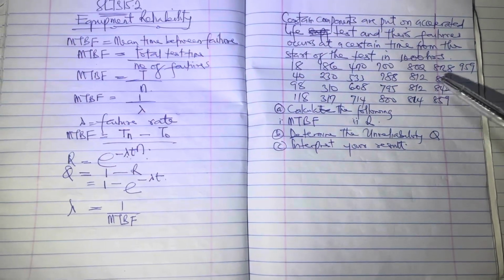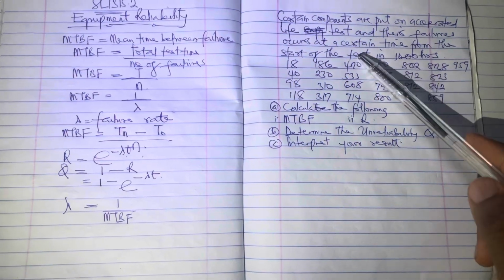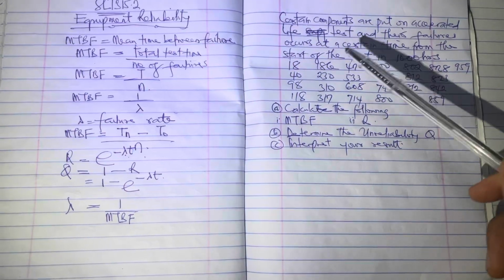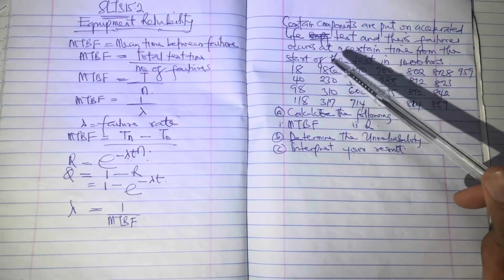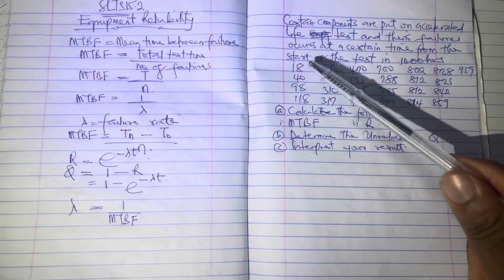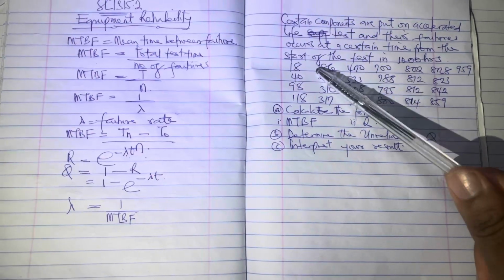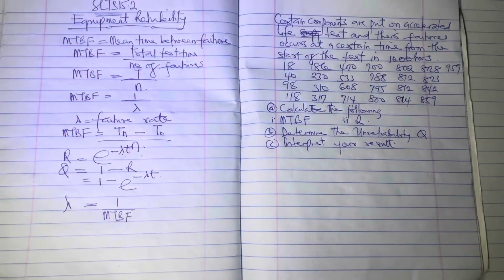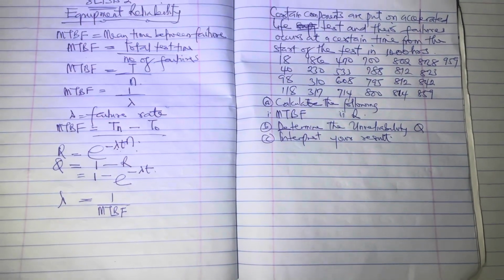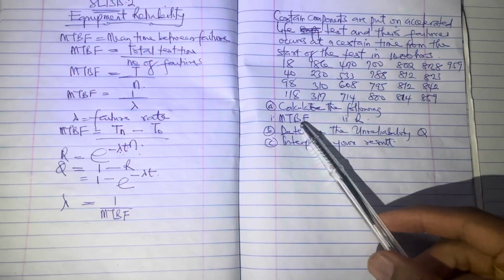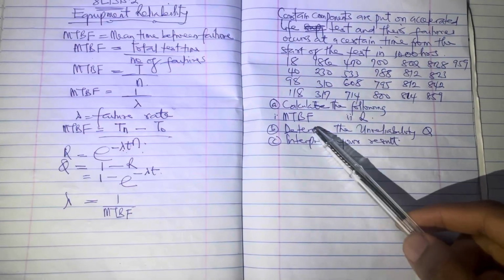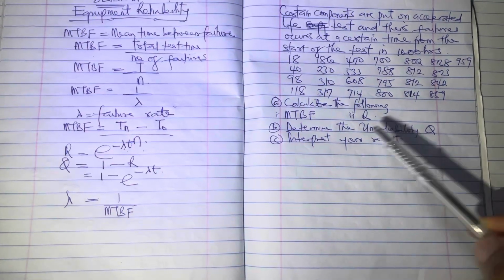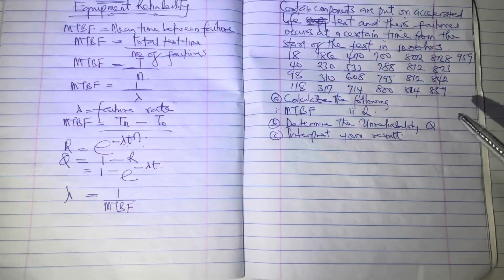Now we're given a set of values here, and all of these values are expressed in hours. These were their different periods of failures: at the 18th hour, the 40th hour, 98th hour, 110, 186, down to the highest, 959th hour. We are told to calculate the following: A, the mean time between failures and the reliability; B, determine the unreliability, which is Q; and C, interpret the result.